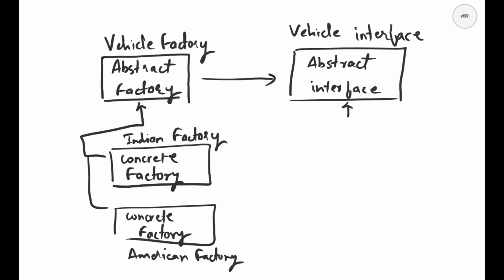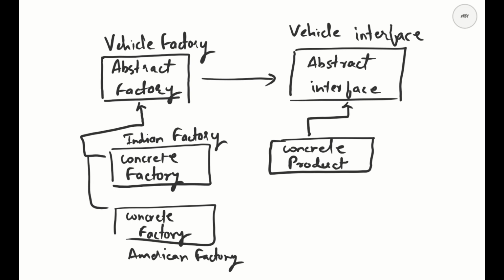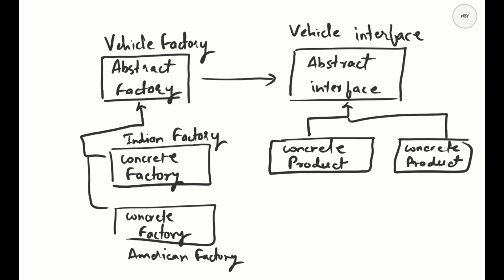Now, abstract interface, the vehicle interface, has two concrete product implementations. Although we have 6, but we are going to draw only 2 right now. Indian Mustang and American Mustang.